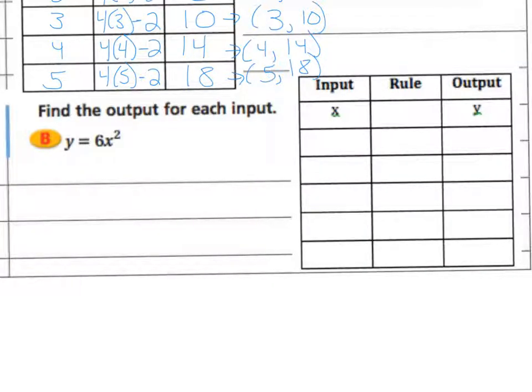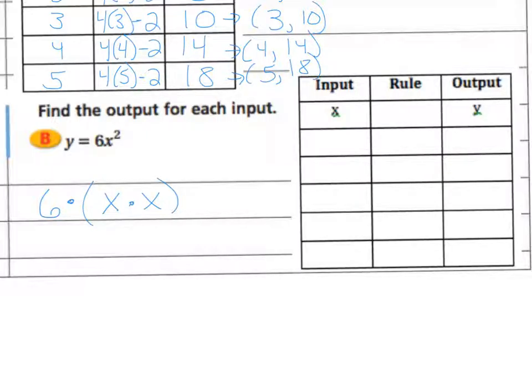Letter B says to use the rule y is equal to 6 multiplied by x to the second power. Now, one thing I want to talk about here is according to order of operations, you would have to do x to the second power first. And remember, that just means whatever x is multiplied by itself. And then we would multiply by 6. So you always need to do the exponent first.